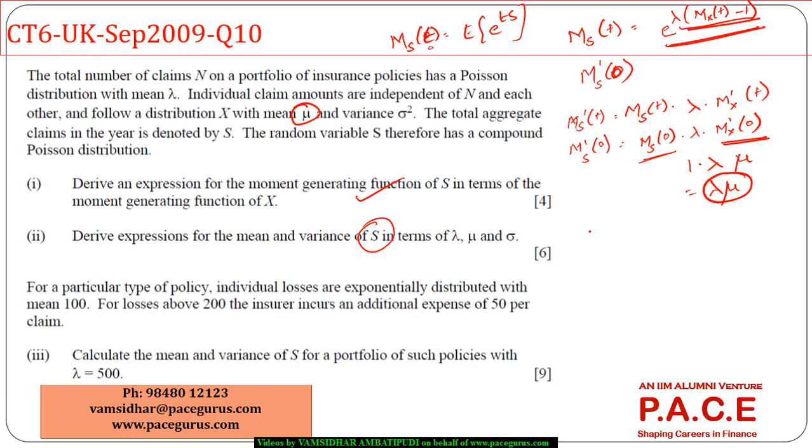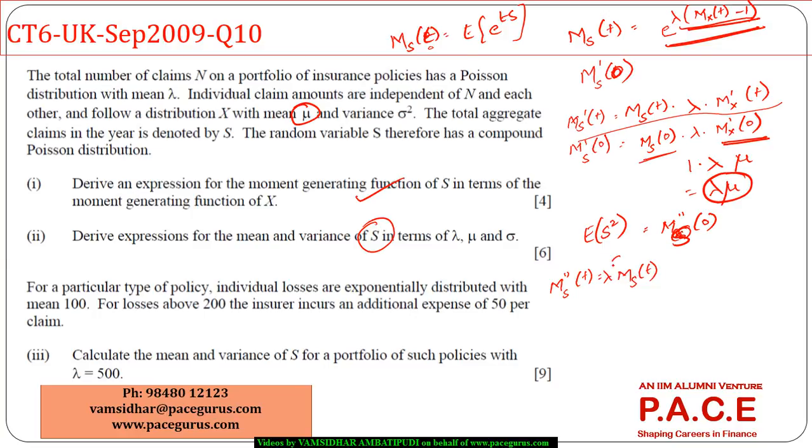Similarly, now I can try the expected value of S squared. The second moment again becomes M double dash S of 0. The same logic I will follow. I know that M dash of S I have already computed. This is my M dash S. So now I will find M double dash S of t, which will come out as MS of t.